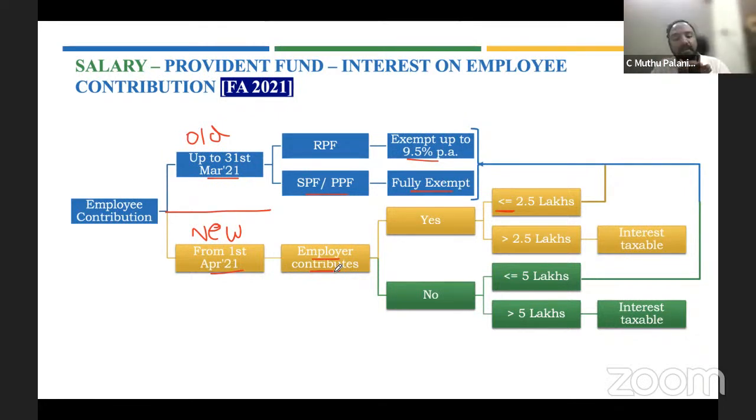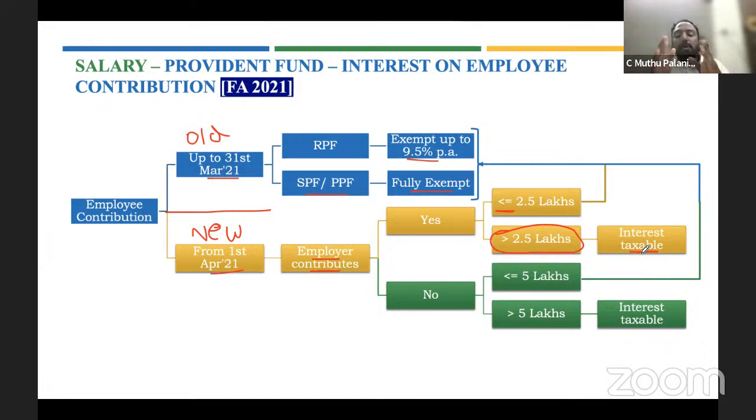Now, what if it exceeds 2.5 lakhs? That proportion of interest, whatever exceeds 2.5 lakh, is completely taxable. So I'm splitting my contribution into 2 parts. Up to 2.5 lakh is part 1. Above 2.5 lakh is part 2. On this part 1, whatever interest I'm receiving, it is exempt up to 9.5%. Anything excess becomes taxable. In case it is above 2.5 lakhs, please understand we are talking about the interest. Anything above 2.5 lakhs, the interest is taxable as it is, that is 100% taxable.